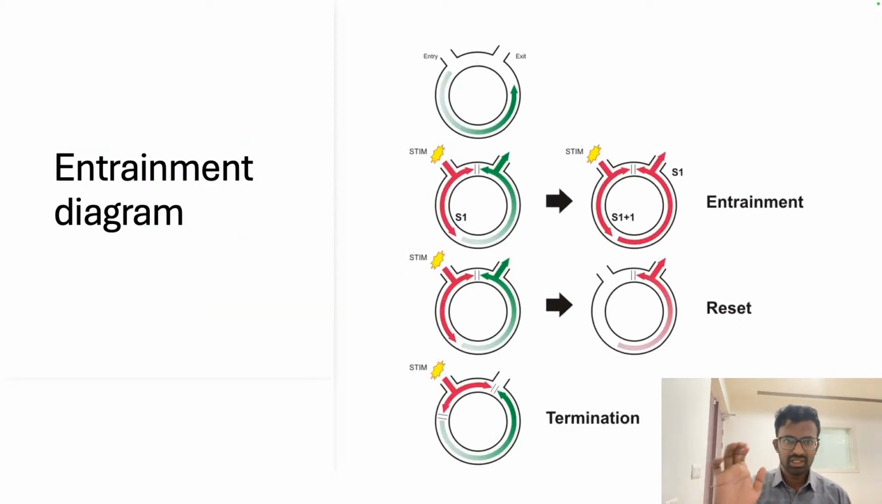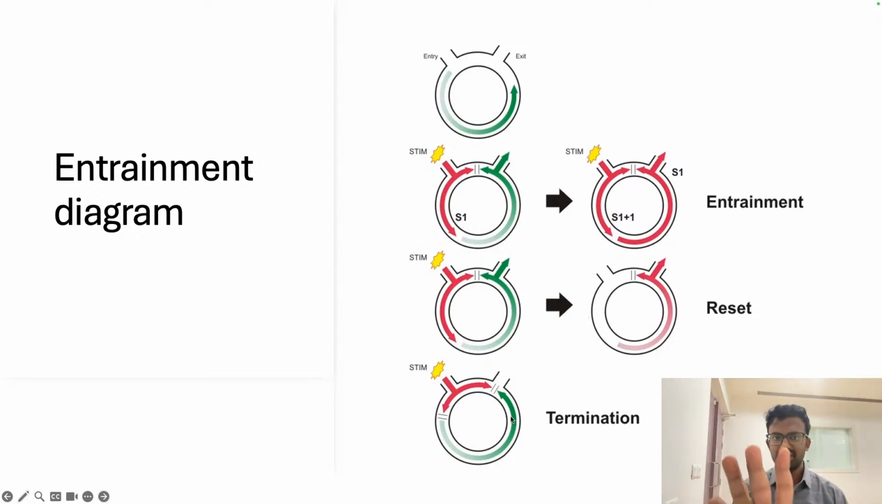This is our normal diagram of entrainment. You see the tachycardia is going, and we give a stimulus, and it enters the path and resets the tachycardia. This reset is entraining, and then it is termination.